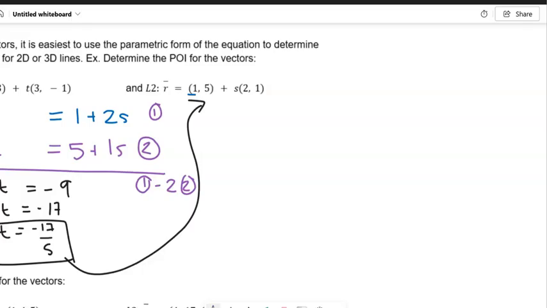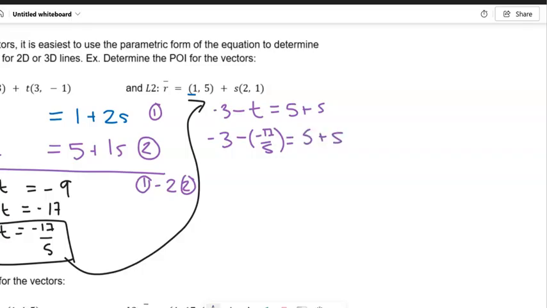So I have -3 minus t is equal to 5 plus s. I just found that t is -17 over 5.